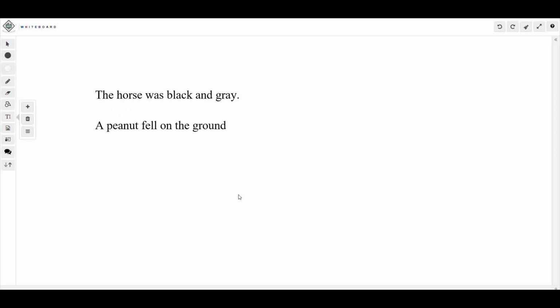Now, if there were more than one horse, how would the sentence read then? The horses were black and gray. We'd have to change a couple of things, right? What about if there was more than one peanut? The peanuts fell on the ground. Exactly. So this is a noun and this is a noun, this is a thing and this is a thing.